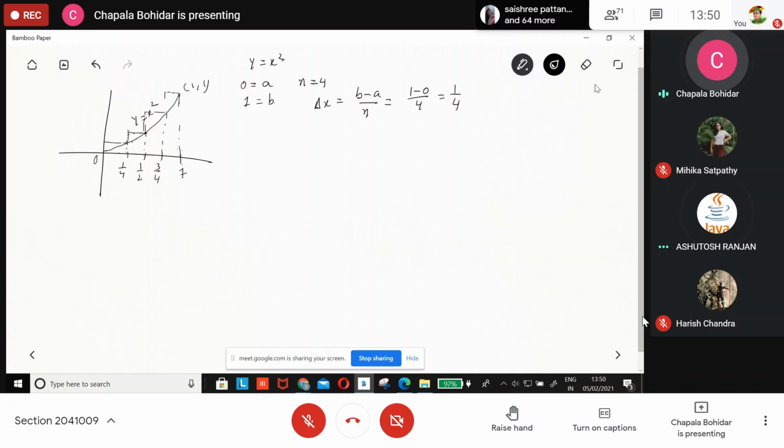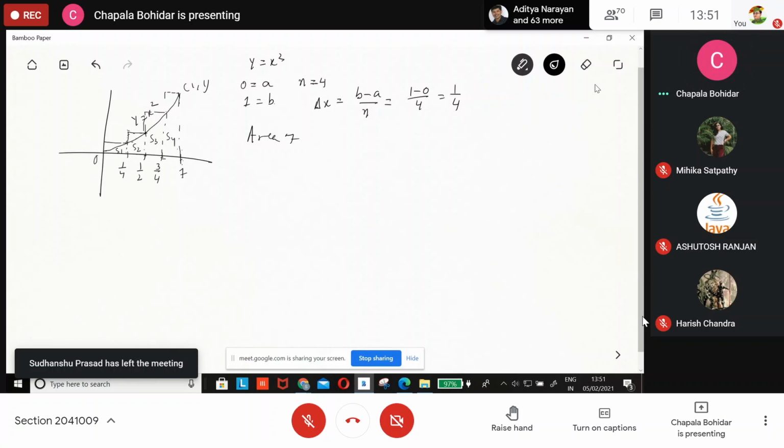So this is your height, this is your base. The area of this rectangle is this into this. This is our functional value, the value of y, and this is our value of x. Is not it? The area of each rectangle is its height into its base. Say it is S1, S2, S3, S4. So the area of S1.